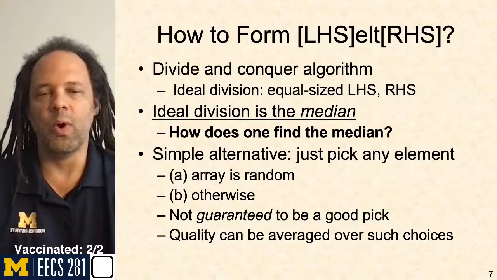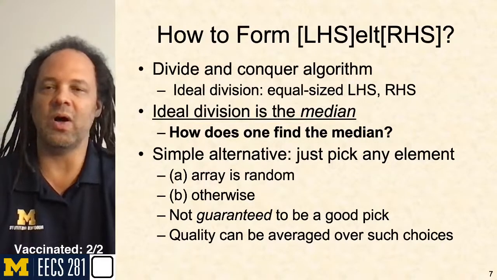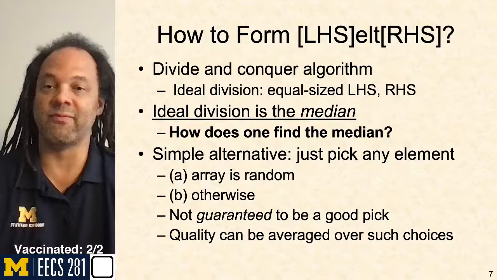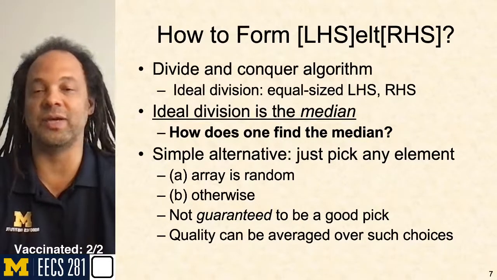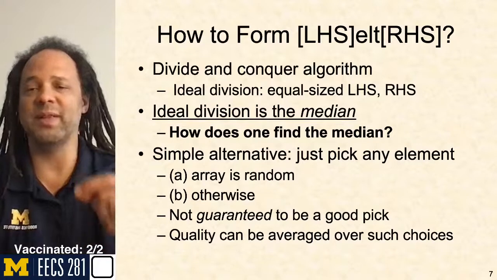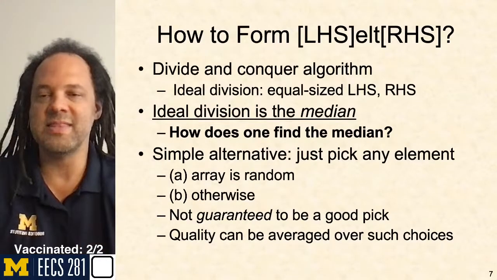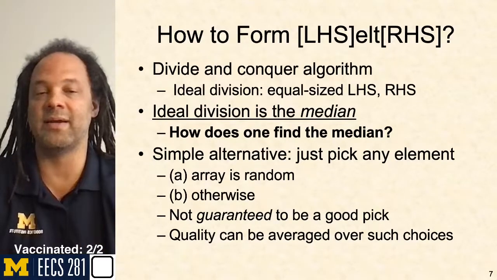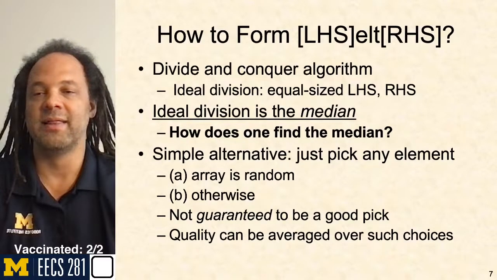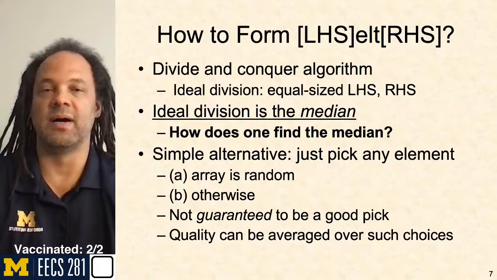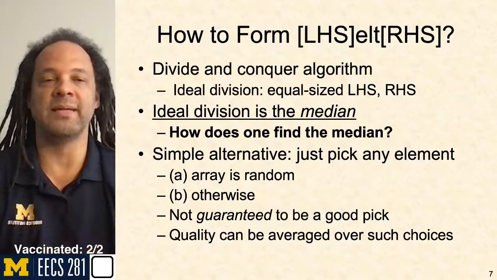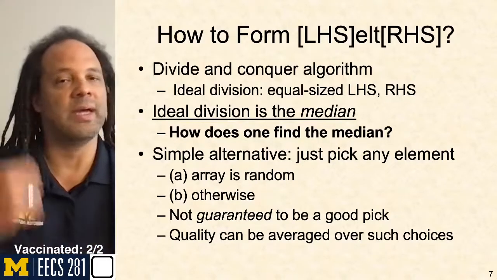So what happens is this will, on average, give me something good. I'm not guaranteed to get a good pick. I could actually repeatedly pick really bad pivots. And this is something that can happen. And when that does happen, we'll find that we lose a bit of the amazing complexity that we're happy with in Quicksort.